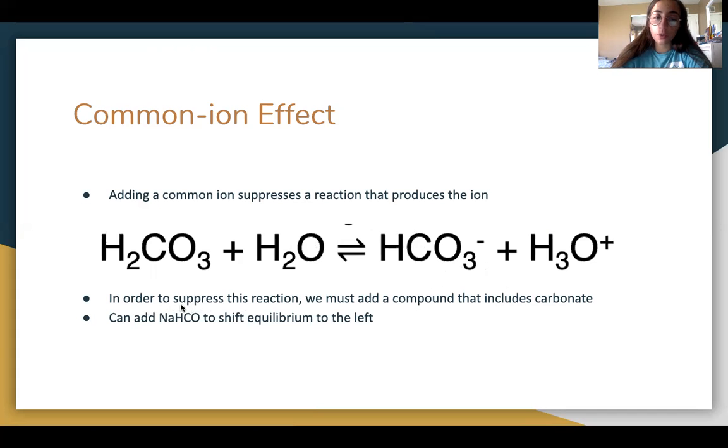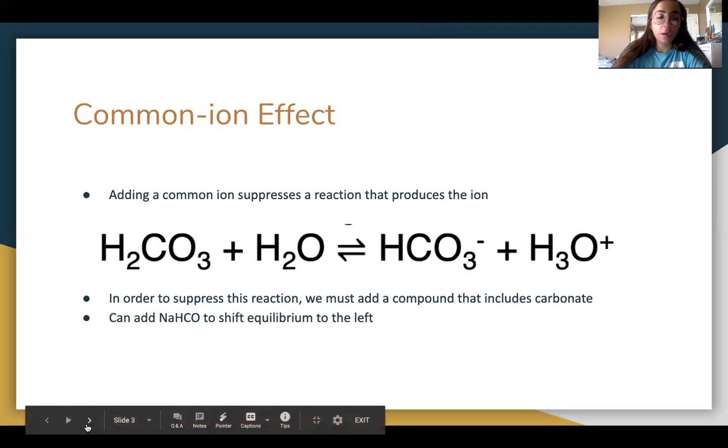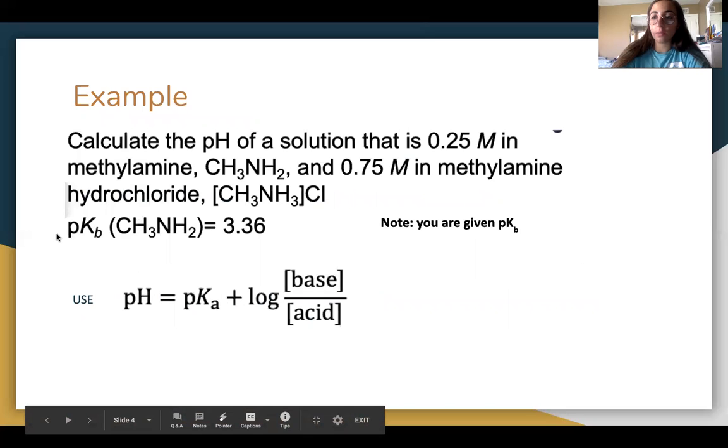As this said, in order to suppress this reaction, we must add a compound that includes carbonate, right? Because CO3 is carbonate. So if we add NaHCO3, we can shift the equilibrium to the left. My bad, this is supposed to be O3. So let's do an example of that.